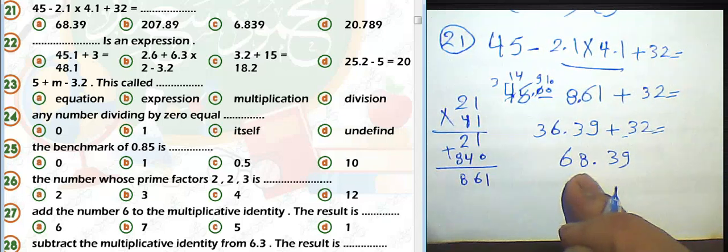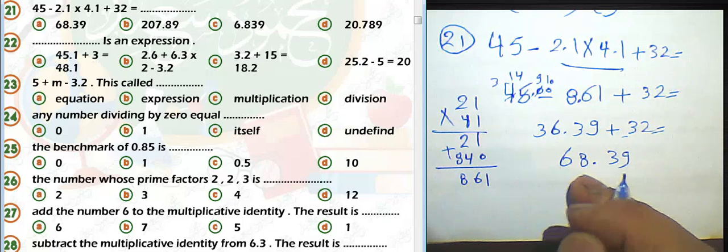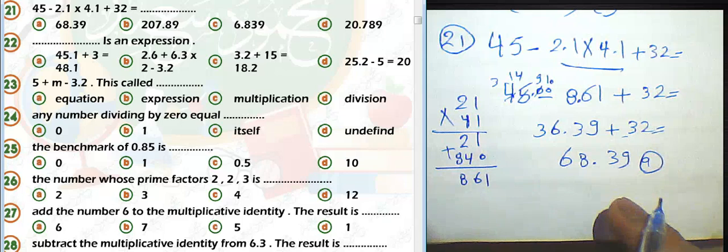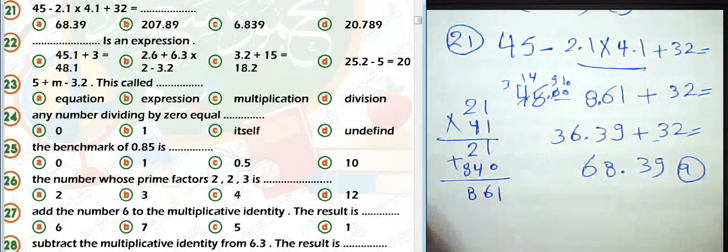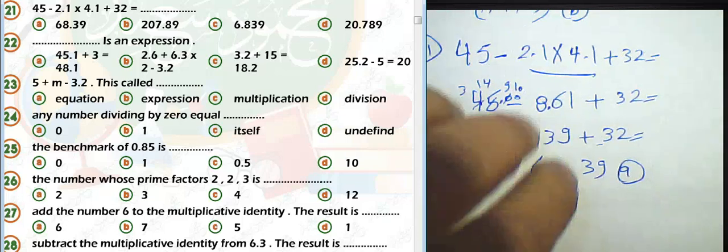68.30. Look at the result here. The result will be letter A. We must choose letter A for question 21. Next question, question 22.